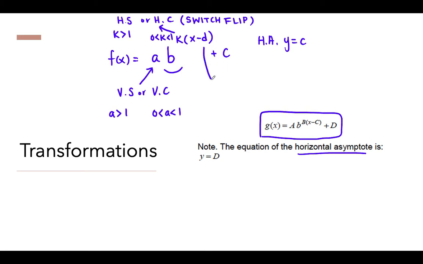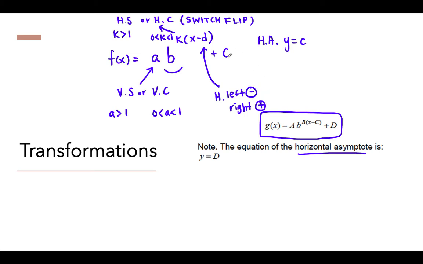Now, on the other hand, d is the horizontal translation. So it's going horizontally, left or right. Again, because it's in the bracket, you gotta think the opposite. You gotta do the opposite sign. So if I take this negative d out of the bracket, it becomes positive d. If it's positive, it's going to the right. If it's negative, it's going to the left.